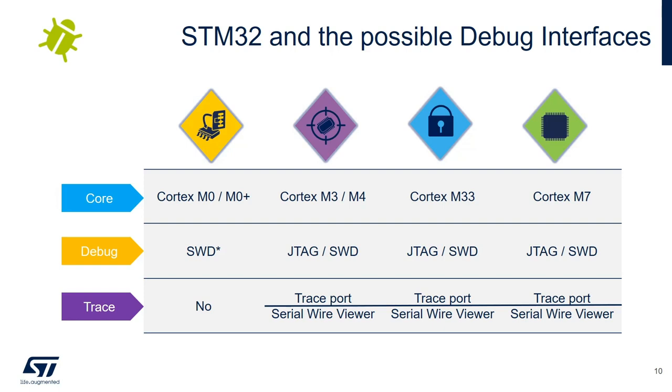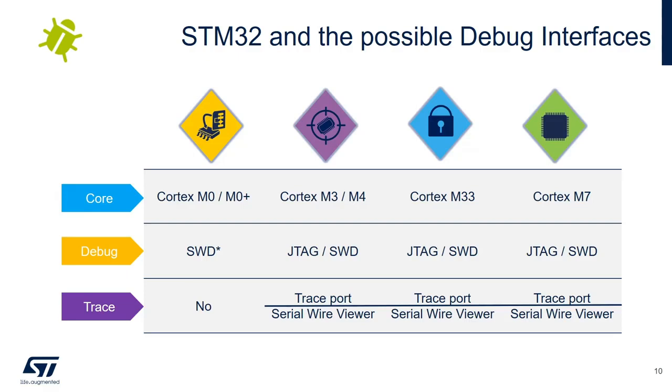So for our Cortex-M0 and M0 Plus products, we only allow the SWD interface, even though by default with ARM, these particular core sets can actually have the JTAG. On our product line, only the serial wire debug interface is available. For all others, including the Cortex-M3, M4, M33, and M7, they all have both interfaces available. So that means that they have the JTAG and also the serial wire debug, the SWD interface.